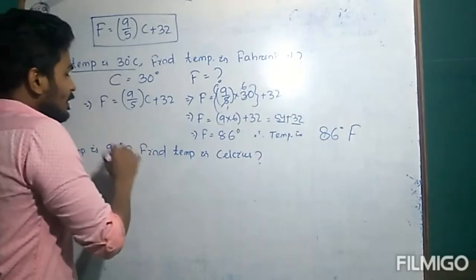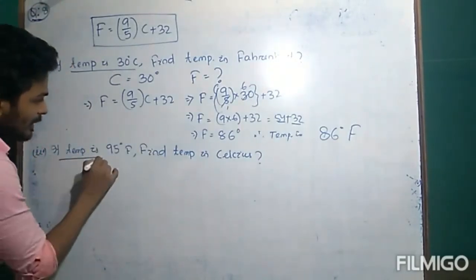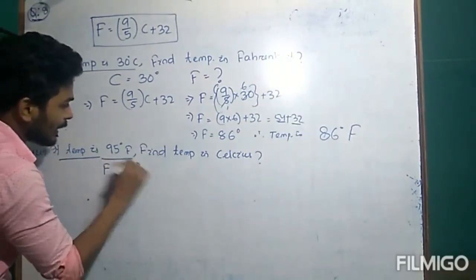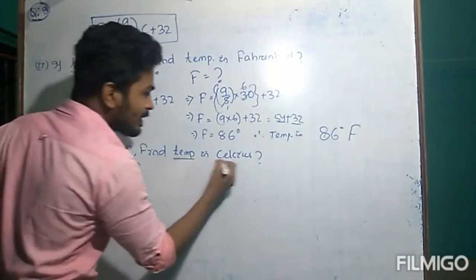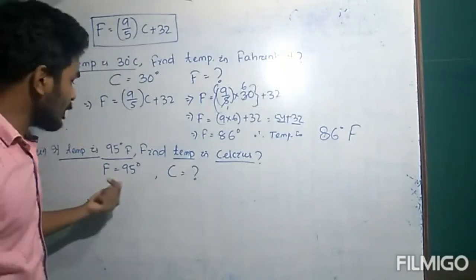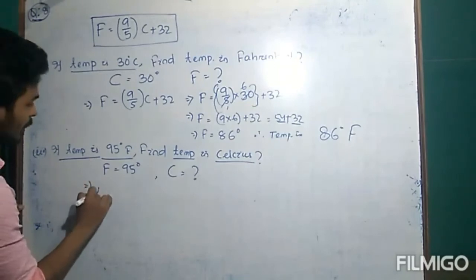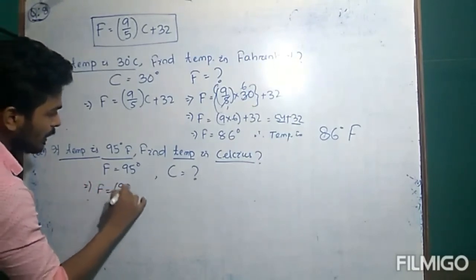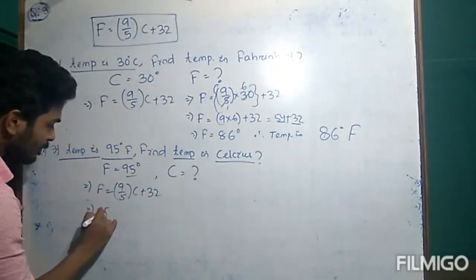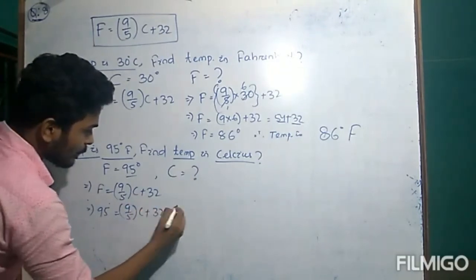Now coming to the third point, here the temperature is given in Fahrenheit. So F is equal to 95 degrees. You have to find the temperature in Celsius. So you have to find the other unknown variable C. Simply substitute it in the original equation. So let's substitute. The equation becomes F is equal to 9 by 5 whole into C plus 32. So I substitute F as 95, that is 95 is equal to 9 by 5 into C plus 32.